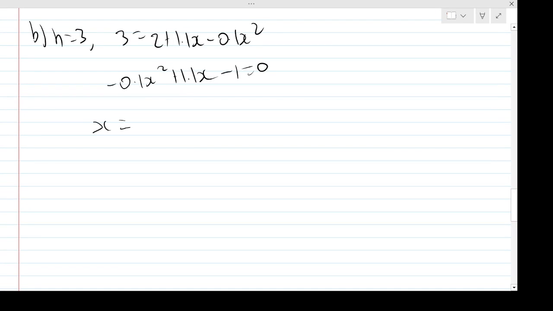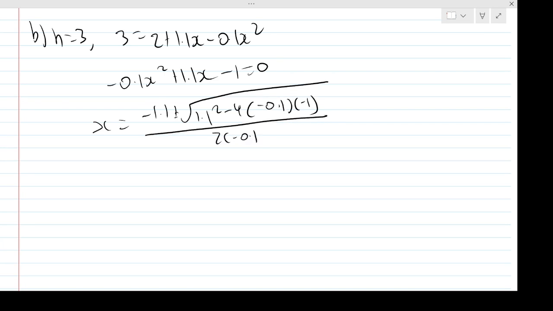Then x is going to be −1.1 plus or minus the root of 1.1 squared, take away 4 lots of −0.1 times −1, all over 2 lots of −0.1, to get x is 10 or x is 1 meter. Those are my two solutions for x.